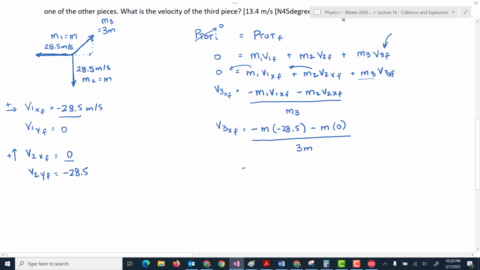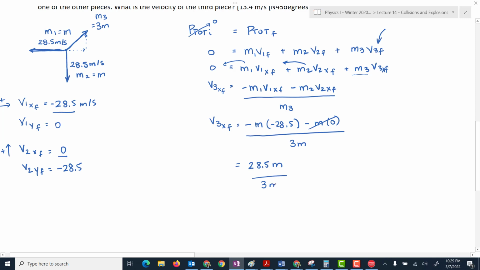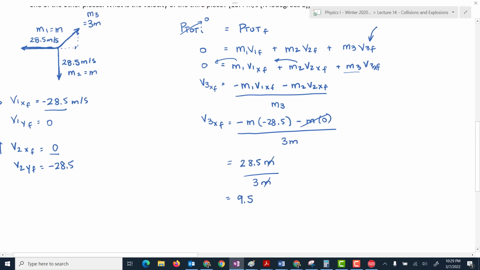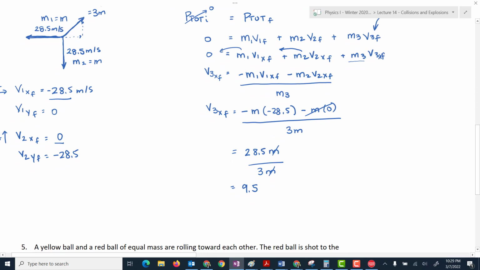So what do I get here? I have 28.5m, because the two negatives make a positive. These two cancel out, over 3m. And now my m's reduce, and I get 28.5 over 3. 28.5 divided by 3 gives me 9.5. My m's cancel out. All right, so I found my v3x final.